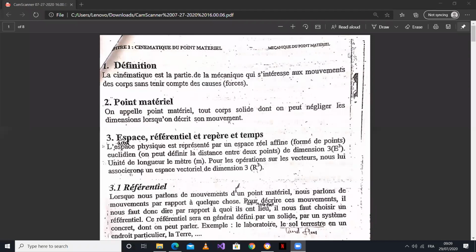We can advance. Then we look at the notion d'un point matériel. I remember I explained this.